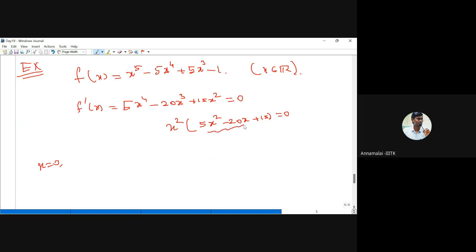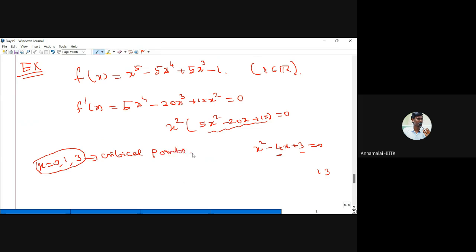Now what is the root of this? You can divide by 5. Therefore we get x square minus 4x plus 3 equal to 0. Now the sum of the roots is 4, product of the roots is 3, therefore 1 into 3. So x equal to 1 is a solution, x equal to 3 is also a solution. Therefore there are 3 distinct solutions, because 0 is repeated 2 times. Therefore these are the only distinct solutions of this equation, and these are called critical points.